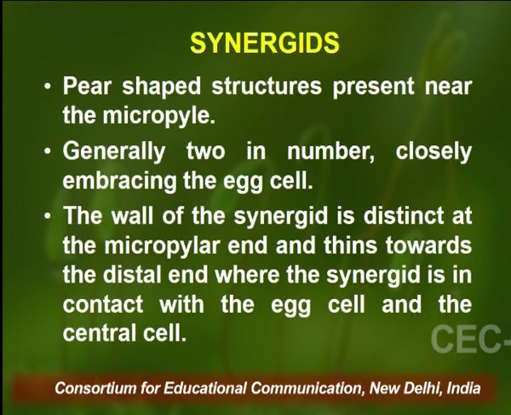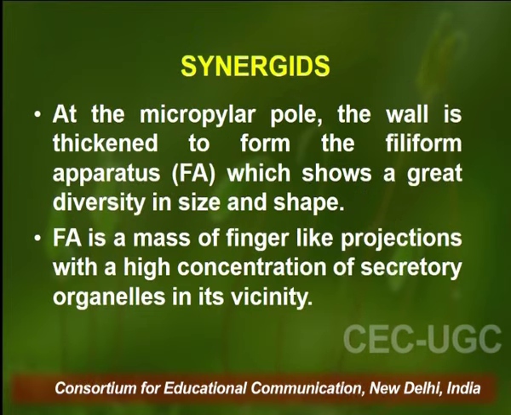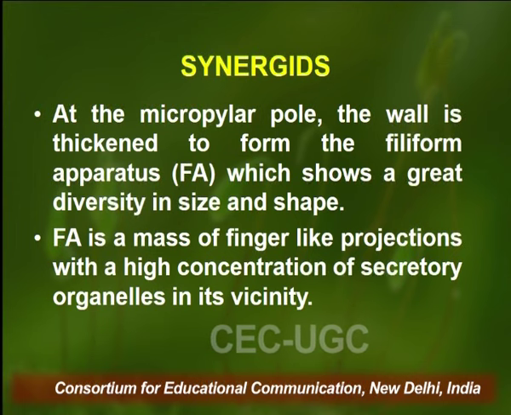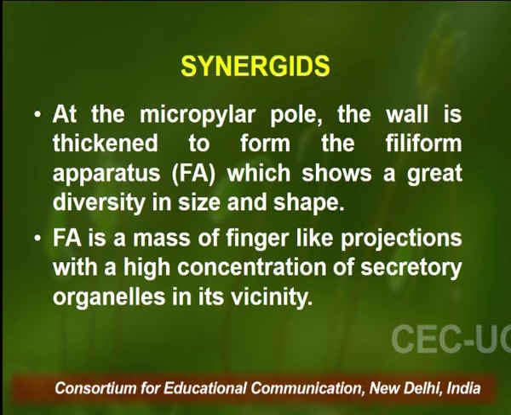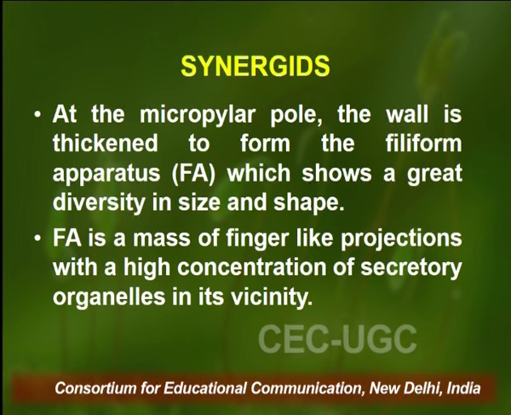Now, like the egg, the wall of the synergid is also distinct at the micropylar end, and it thins towards the distal end, because towards the distal end the synergids are in contact with the egg cell and also with the central cell. At the micropylar pole, the wall of the synergid is thickened to form something very unique to synergids. It is called the filiform apparatus, and there is a lot of diversity exhibited by this filiform apparatus in the synergids. They can be different in shape and also in size.